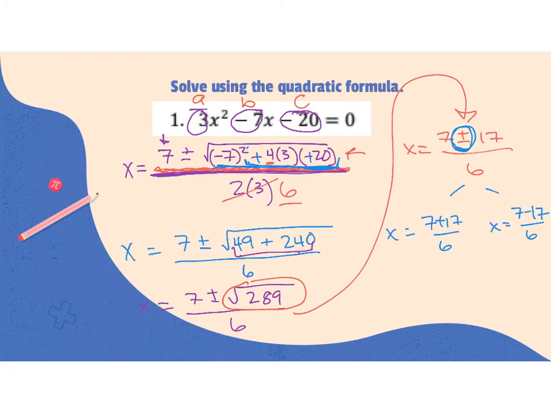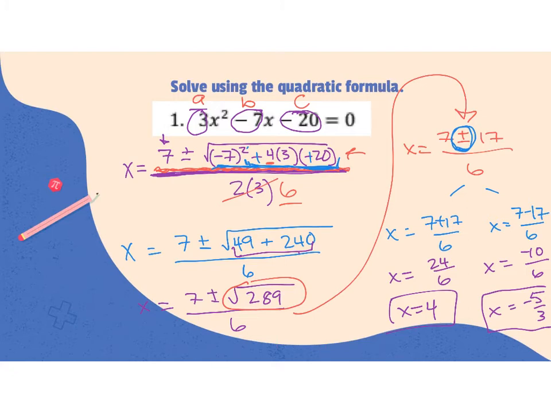So 7 plus 17 over 6, 7 and 17 gives me 24. 24 divided by 6 is 4. So there's one of my solutions. Over here, 7 minus 17 is negative 10. And then the very last thing, negative 10 divided by 6, gives me negative 5/3. We could leave it as a fraction if we just reduce that there. Or you could call it negative 1 2/3 or negative 1.67 if you typed it into your calculator. Any one of those would work.